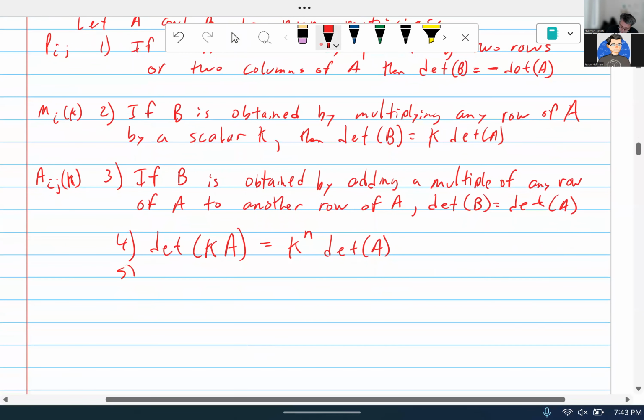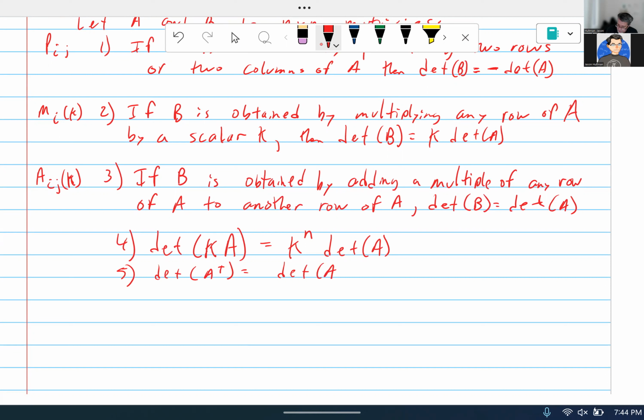Okay. 5, the determinant of A transpose is the determinant of A. So the A transpose and the A, it doesn't matter if I transpose the rows and columns, I still get the same determinant. It's a good one.